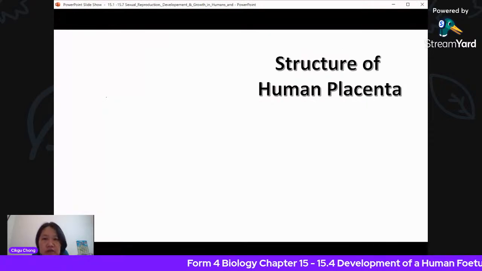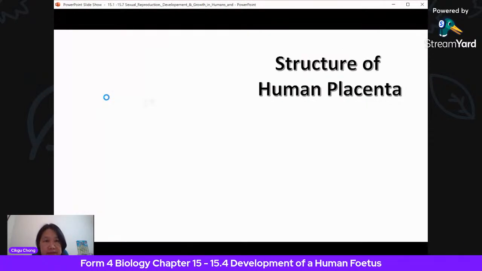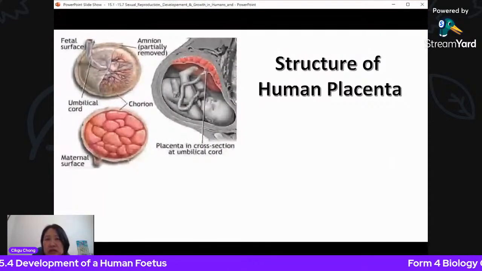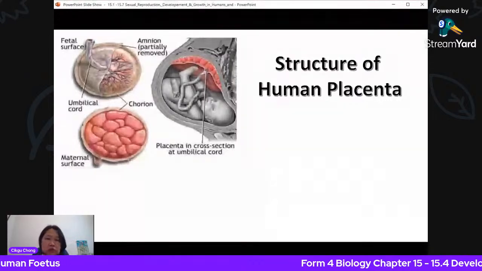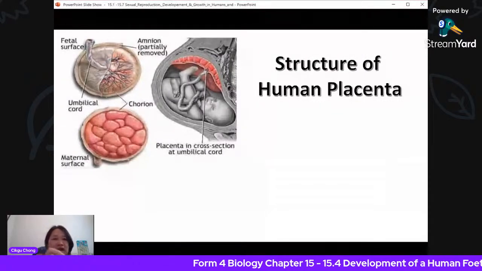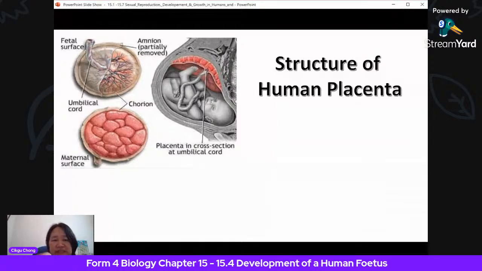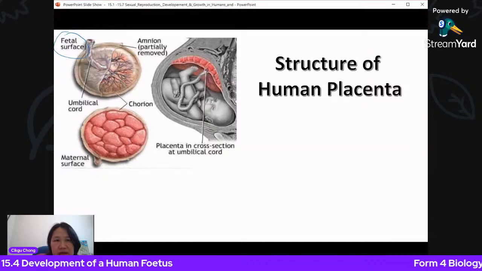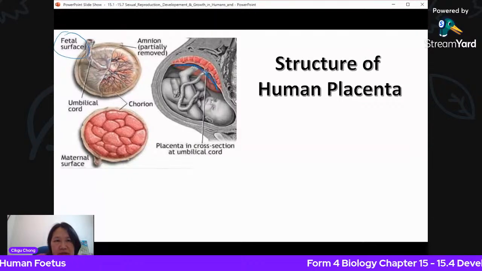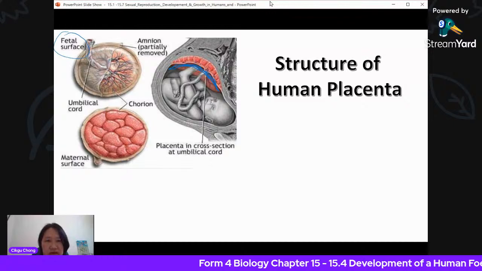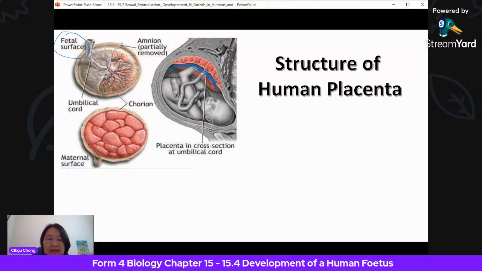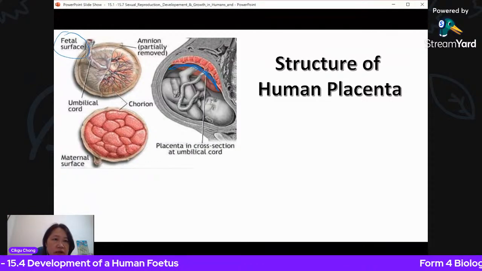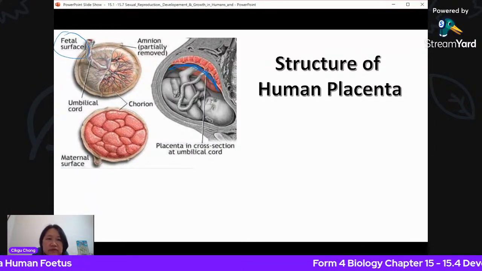Let's look at the structure of the human placenta. If you were to pull away the placenta from the mother's uterus, you will find that there are two surfaces, two faces. One side faces the fetus, and the fetus would be able to see this side. This is called the fetal surface. I'm drawing it in blue pen. You will see all the blood vessels here, the umbilical cord, and the branching out of the blood vessels.